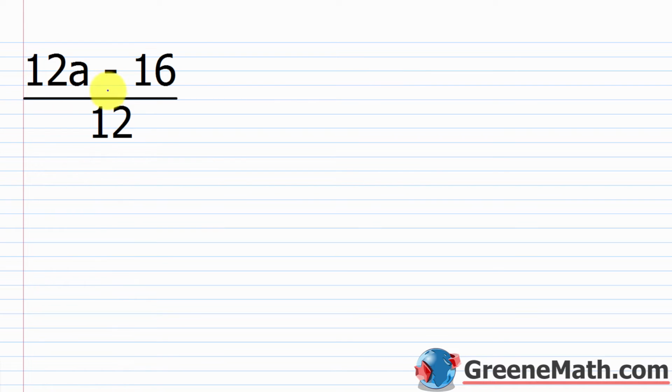So we have 12a minus 16 over 12. The first thing I want to do is look at that numerator and factor out the greatest common factor. Between 12 and 16, it's going to be 4. So if I pull a 4 out, I'll have 4 times the quantity, inside of parentheses, 3a minus 4.